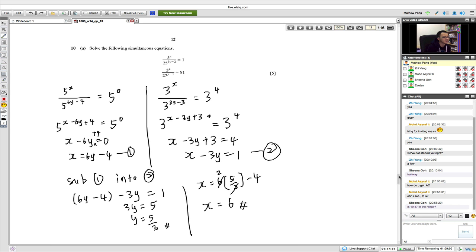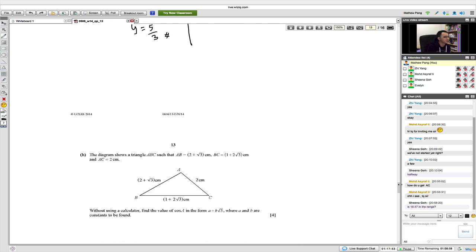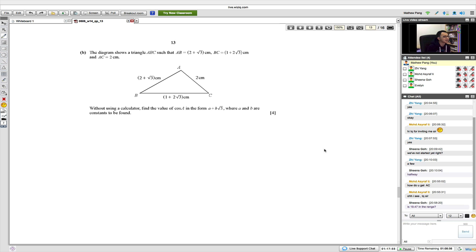Alright, so we go to B. I think this is the third. Alright, so the diagram shows the triangle ABC. So basically they give you ABC and all the lengths. Without using a calculator, find the value of cos A in this form. So basically you have ABC, you want to find cos A, you want to find this angle. You have to know you have to use the cosine rule. Cosine rule is what? a squared equals b squared plus c squared minus 2bc cos A.